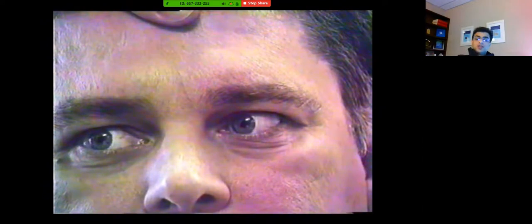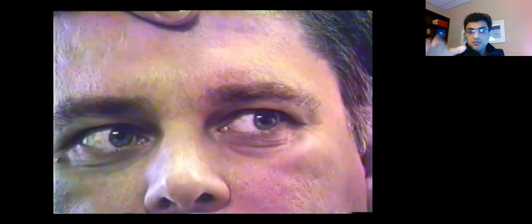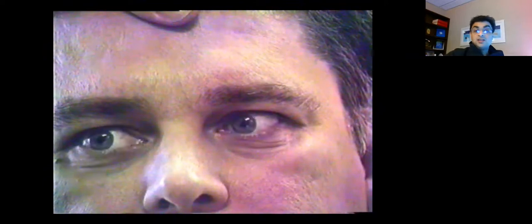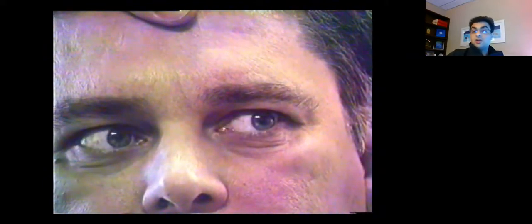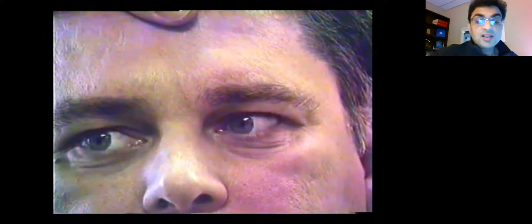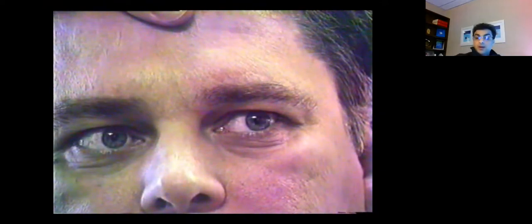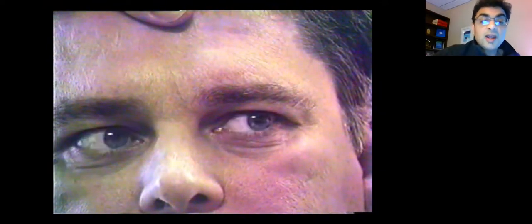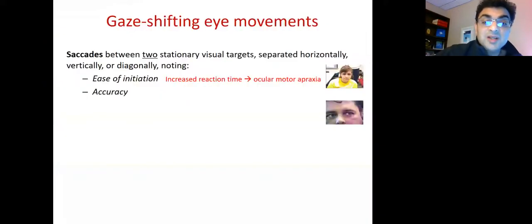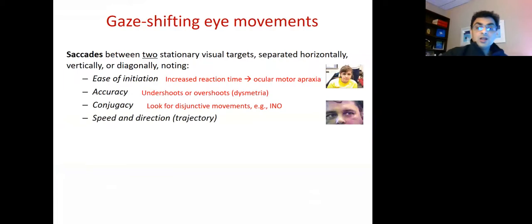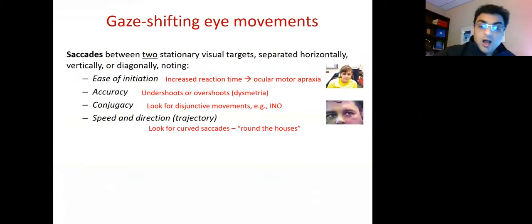And then you want to look at the conjugacy, and there are several slides very soon where you will see the deficits in conjugacy, which is internuclear ophthalmoplegia. And then you want to look at the speed and direction. Now, this is very important. In Parkinson patients or progressive supranuclear palsy patients, you want to look at the speed of the saccade, but at the same time, you also want to look at the direction of the saccades. So, for example, round the houses. This is a classic example of a slow saccade in a very early course. It is not straight, but it kind of goes curved, and what we call it is round the houses.